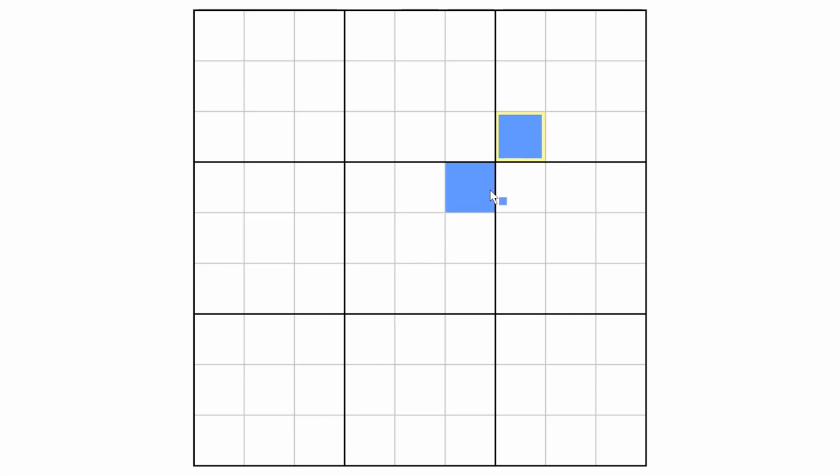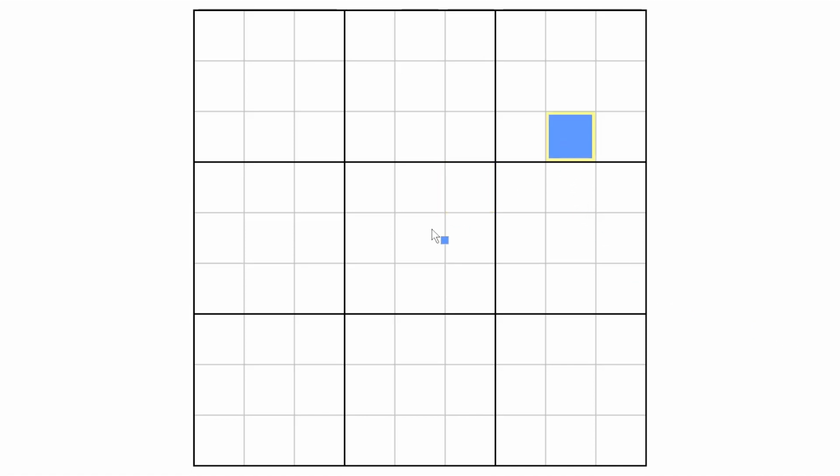This cell down here is in row 4, column 6, and block 5. And this cell up here is in row 3, column 7, and block 3. They do not share any house in common. But here is something interesting.